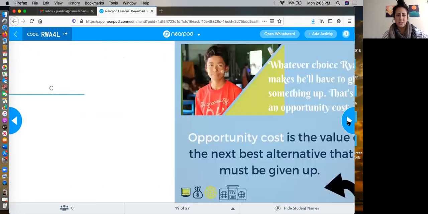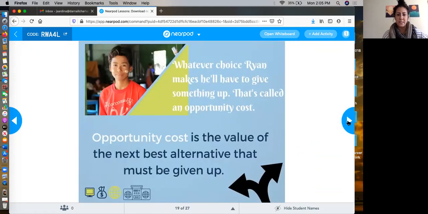Now, a major decision would be what would make sense for Ryan. Opportunity cost is the value of the next best alternative that must be given up. So it depends on how Ryan chooses to spend his money. If he goes any of those avenues, he had 3 major decisions to choose from, and each of those decisions can lead to something different.